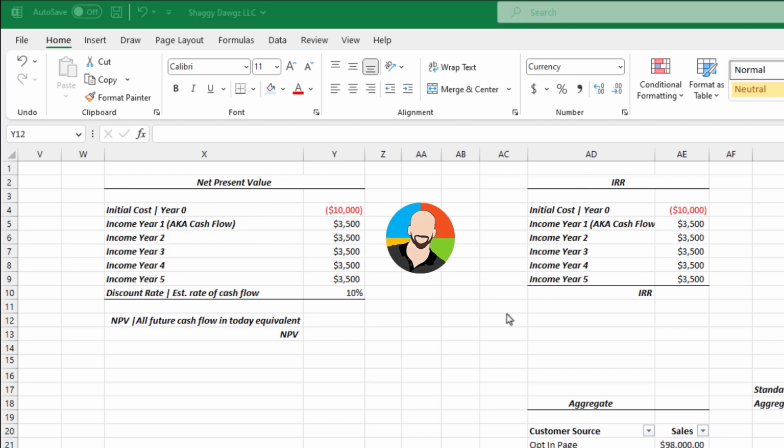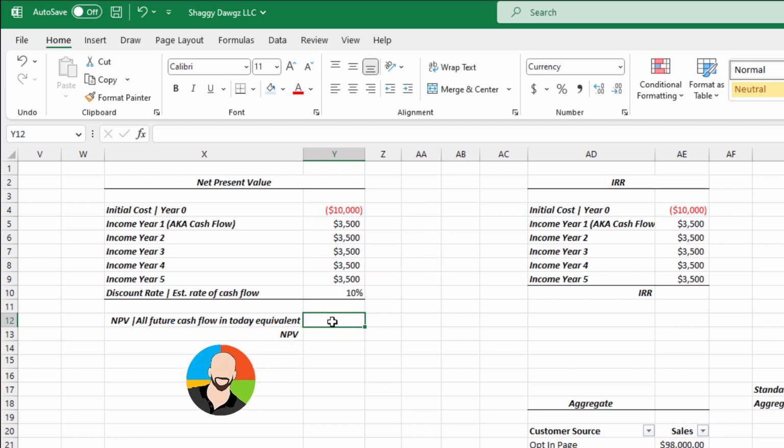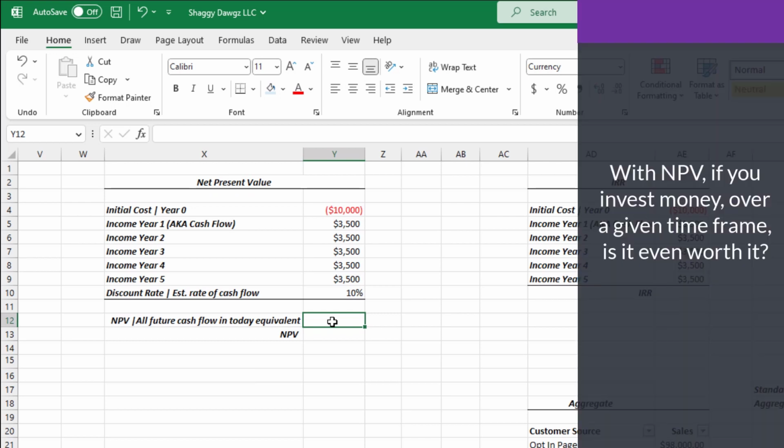In real life, NPV can get very muddied, it can get very murky, so the goal here is just to boil it down into its purest essence. So before we get too immersed in NPV, it makes more sense if we ask, why do we want to use it in the first place? On a very fundamental level, with NPV, we want to know if we invest money that generates income over a given time frame at an expected rate of return, is it even worth it?